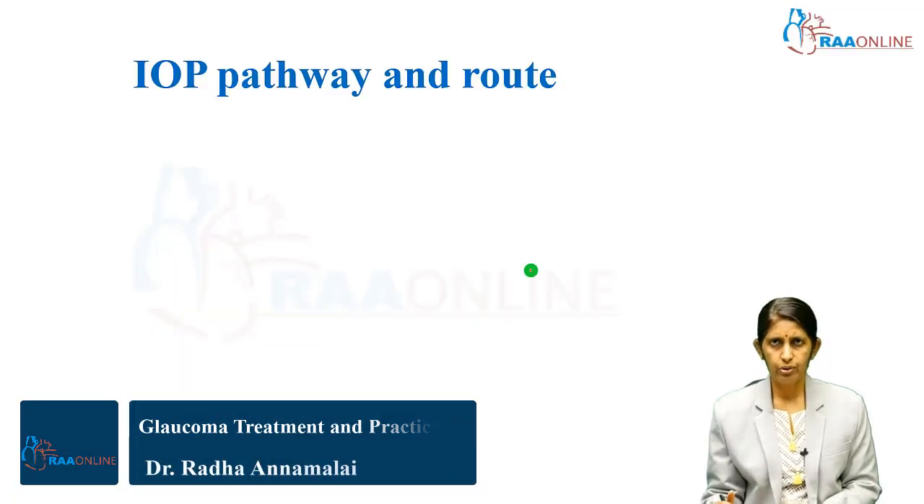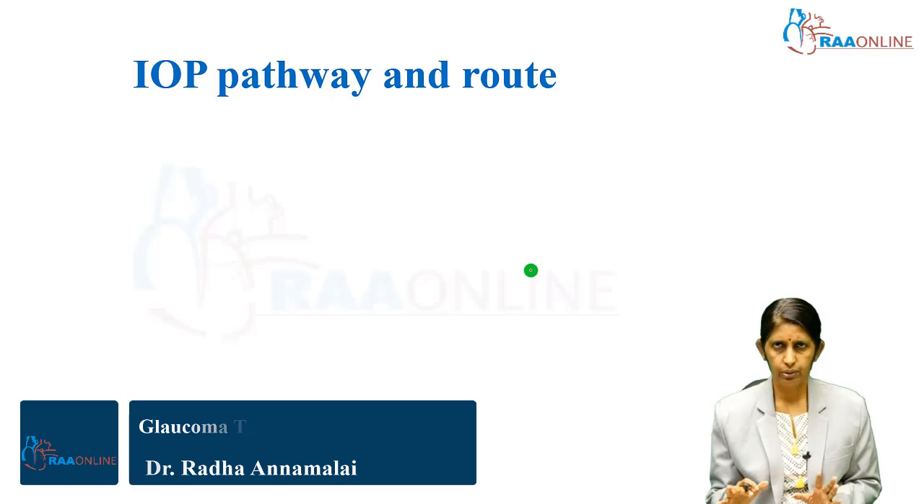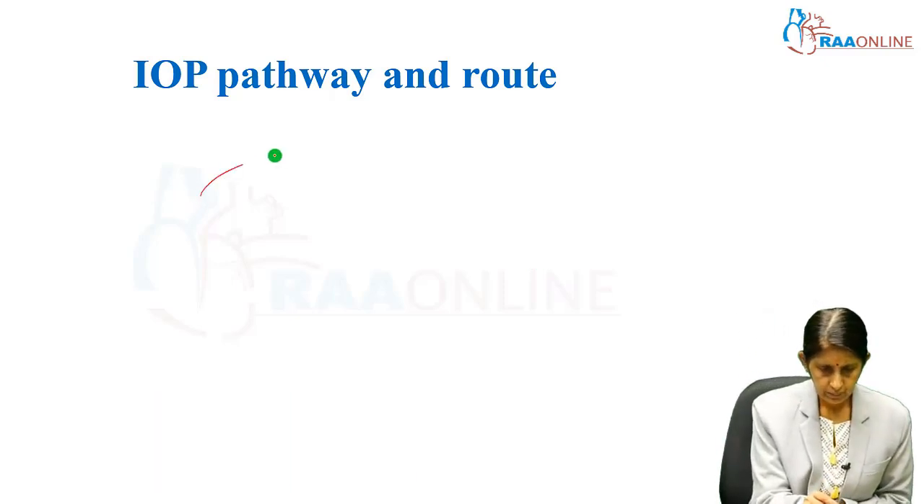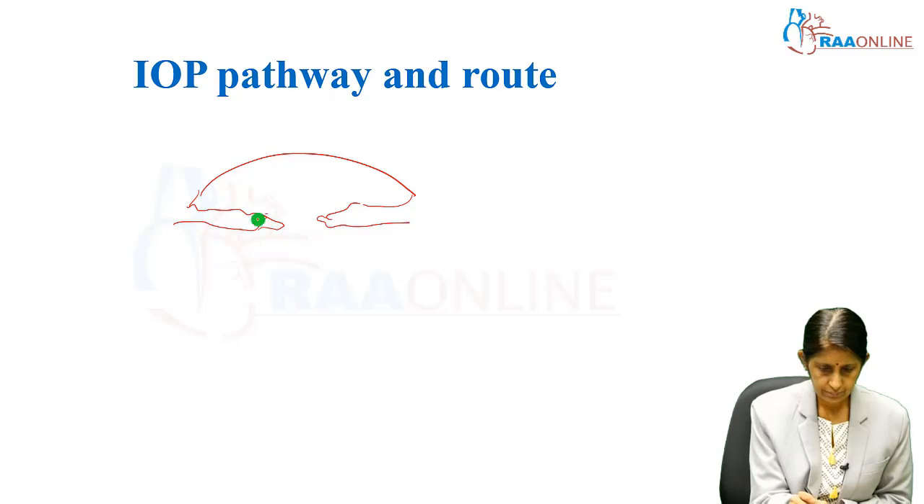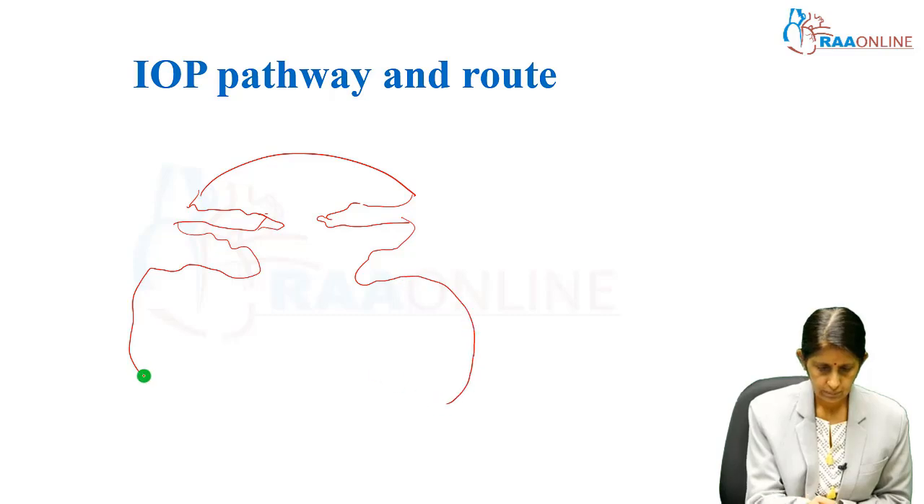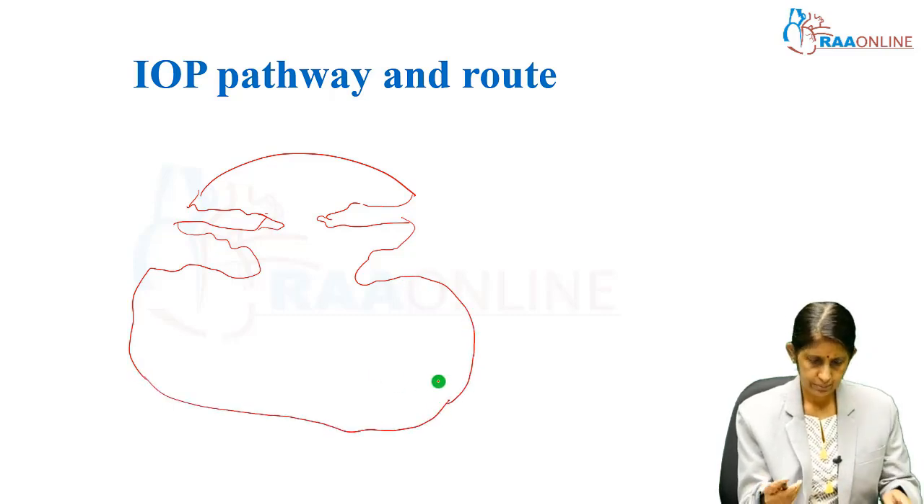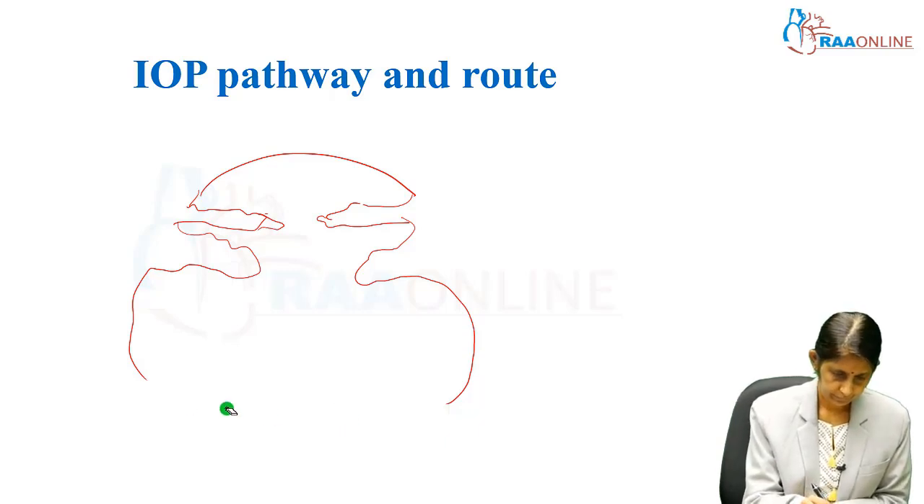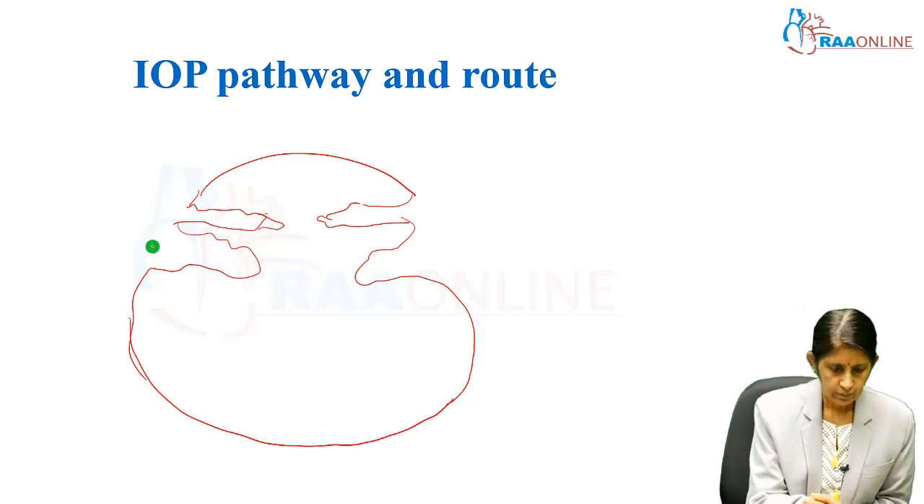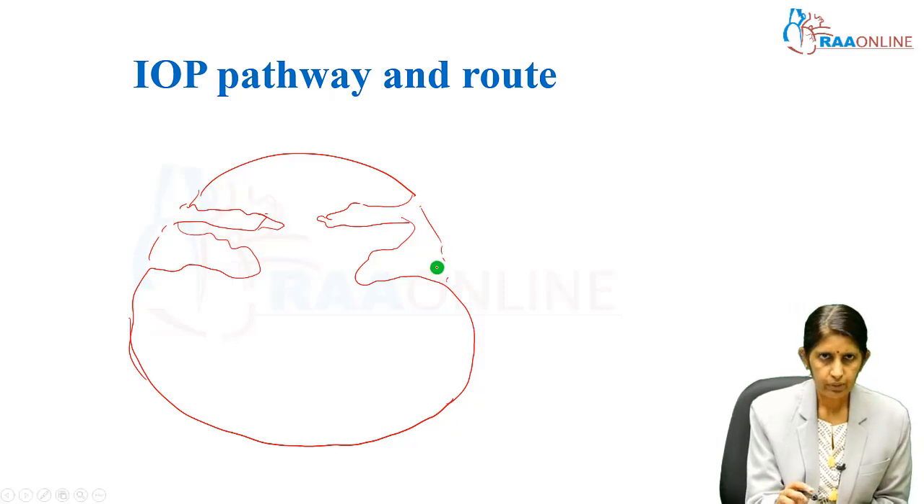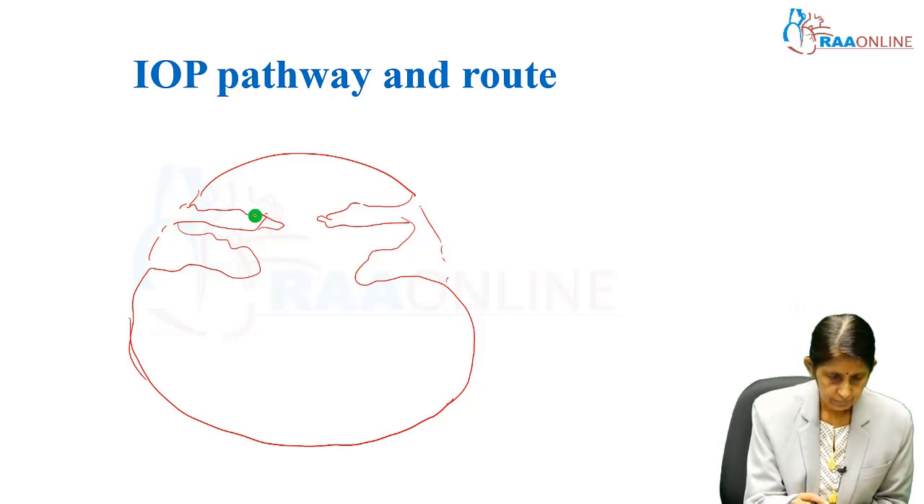So the IOP pathway and route is very fundamental to understanding the whole thing. So when we say this is the IOP pathway, you have this is the iris, okay, this is the iris, and then you have the ciliary body. So this is the entire eye, okay. So this is the eye, okay. So what we have here is, this is the iris.